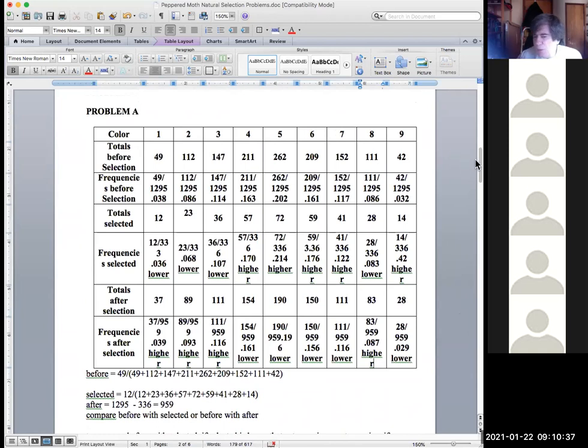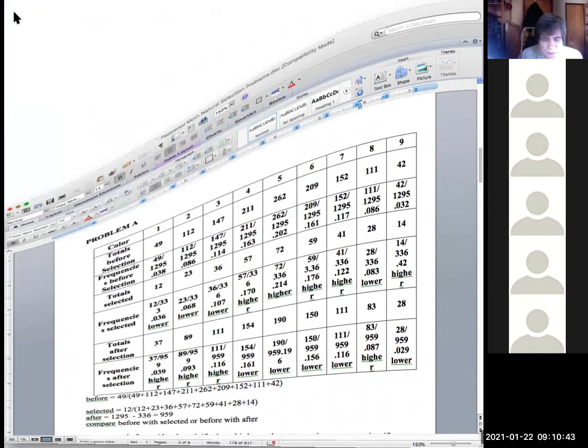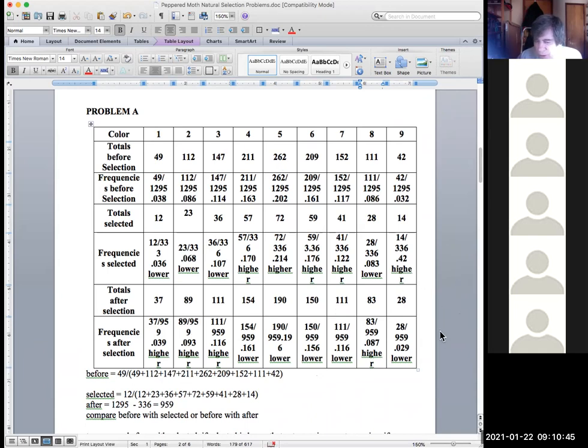Okay, I think you can see problem A, the problem that we were working on yesterday in class. If that's not what you're seeing, let me know and I'll double check and make sure I'm sharing the right screen.